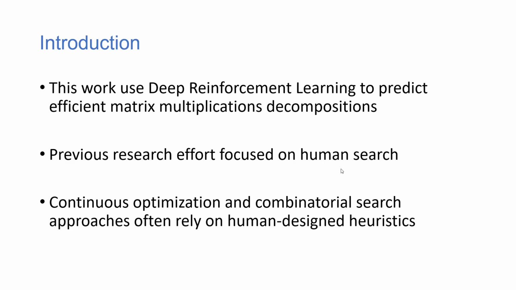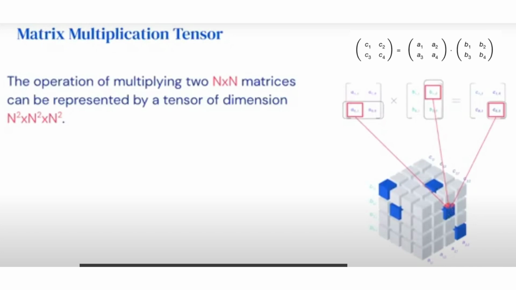And the way that this is done is by factorizing the matrix multiplication into multiplication decompositions. So you have a set of decompositions that are added, and each of those decompositions becomes an action. So we're going to see more details about this. Previous work focused on human search or continuous optimization and combinatorial search that rely on human designed heuristics. And here's how the problem is handled.